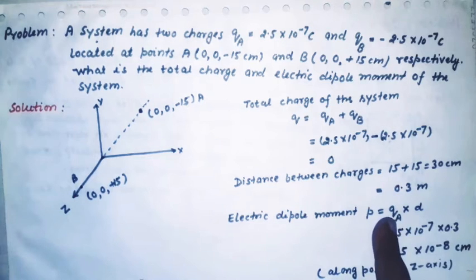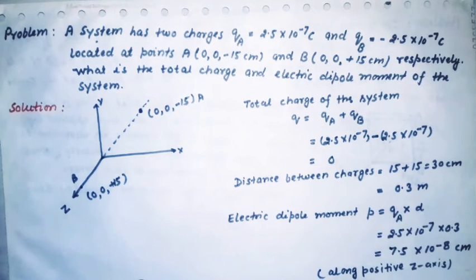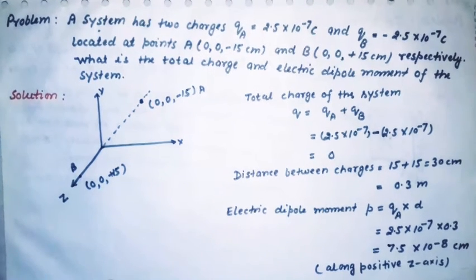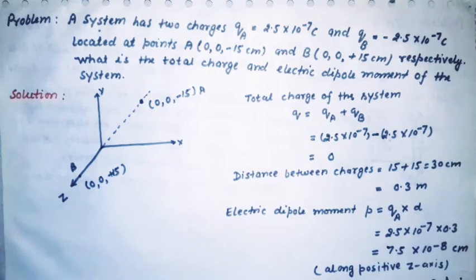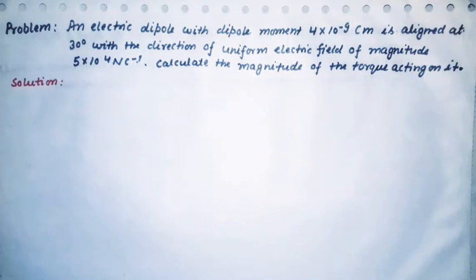Similarly, if we take QB into d, that will be along the negative z axis. So going in this way, we have calculated the dipole moment also. This is our answer. Let's discuss the next problem.